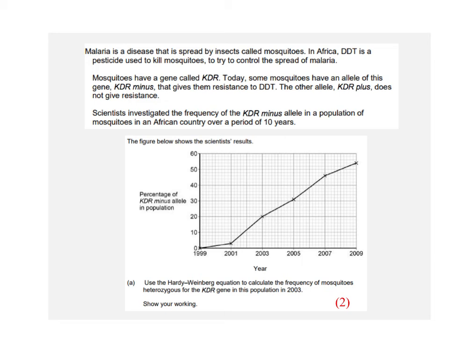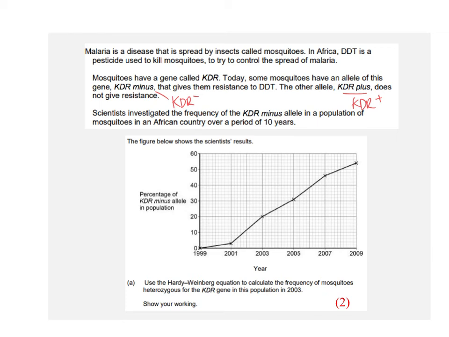In Africa, DDT is a pesticide used to kill mosquitoes to try and control the spread of malaria. Mosquitoes have a gene called KDR. Today, some mosquitoes have an allele of this gene, KDR-, that gives them resistance to DDT. The other allele, KDR+, does not give resistance. Scientists investigated the frequency of the KDR- allele in a population of mosquitoes in an African country over a period of 10 years.